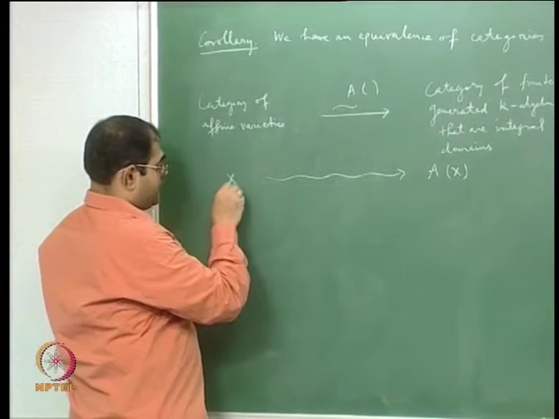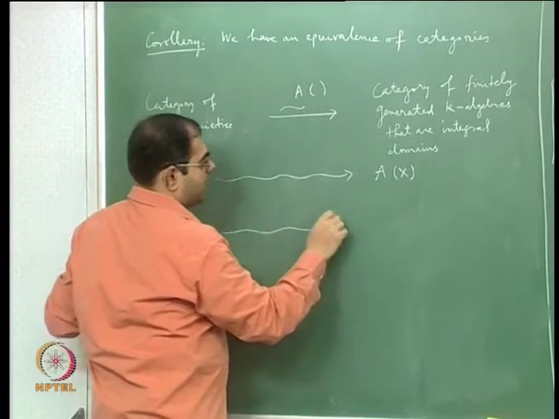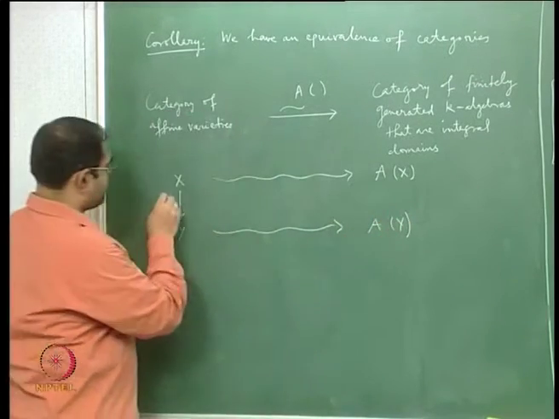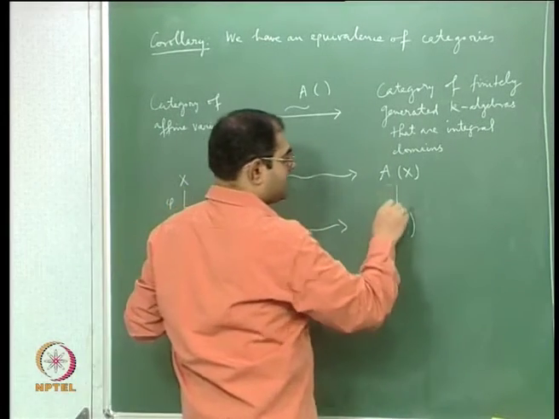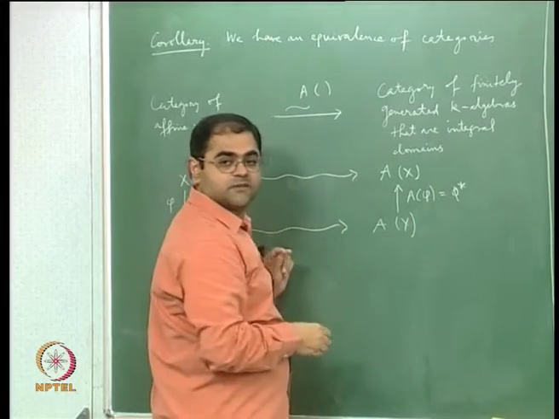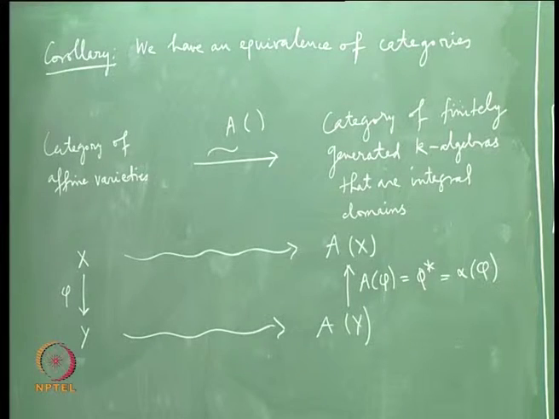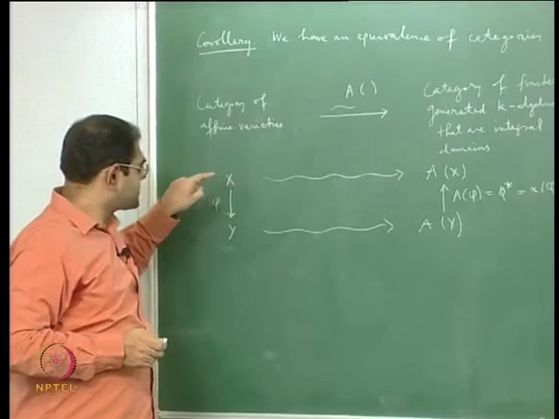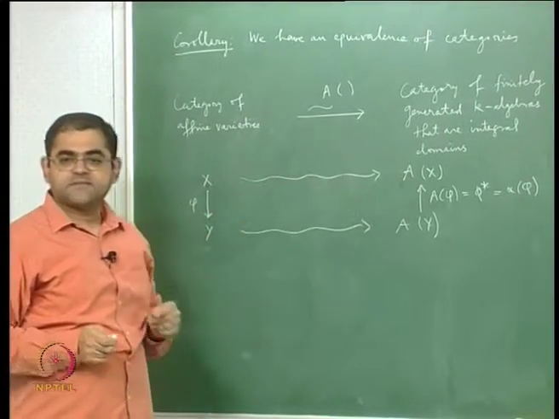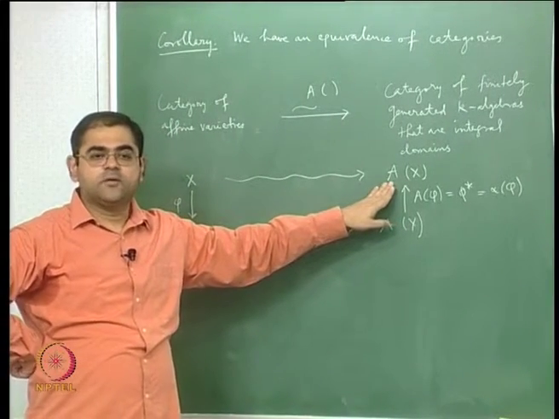So if you give me another affine variety, I get A(Y), and if you give me a morphism phi from X to Y, I get A of phi. This A of phi is nothing but phi star, pullback of functions, which is just alpha of phi in all our previous notations. So this is a functor: for every object here, which is an affine variety, I get an object there which is a finitely generated K algebra, and that is an integral domain because it is a polynomial ring modulo a prime ideal.